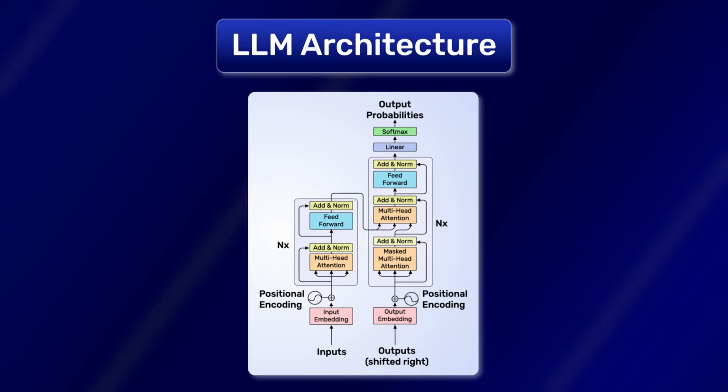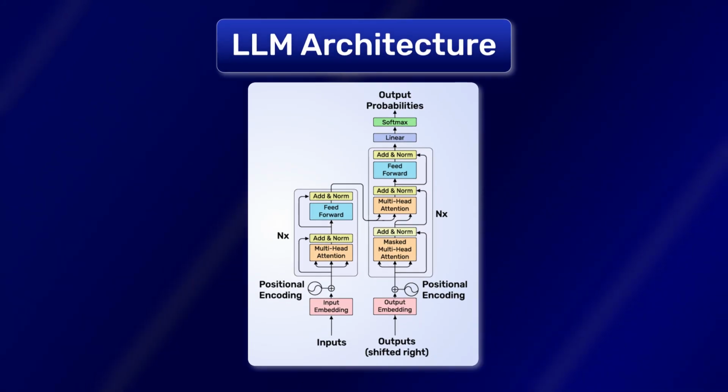The heart of LLMs is the transformer architecture. Its strength lies in its ability to learn and focus on context and relevance of all the words in the sentences. The LLM architecture mainly consists of an encoder and a decoder.